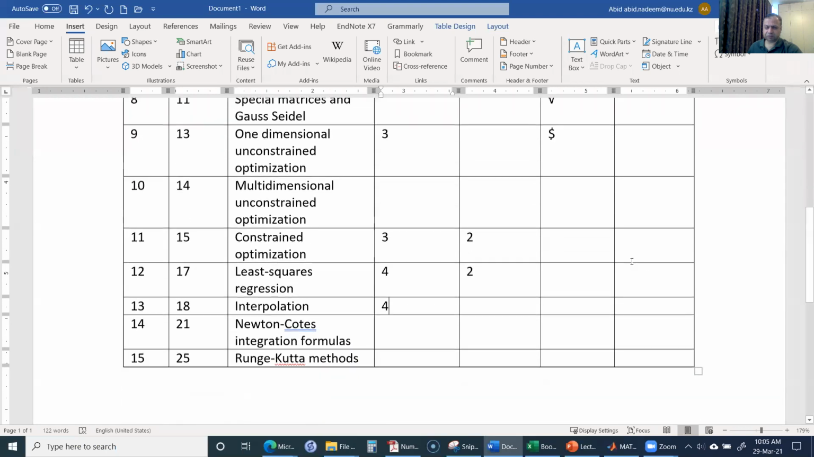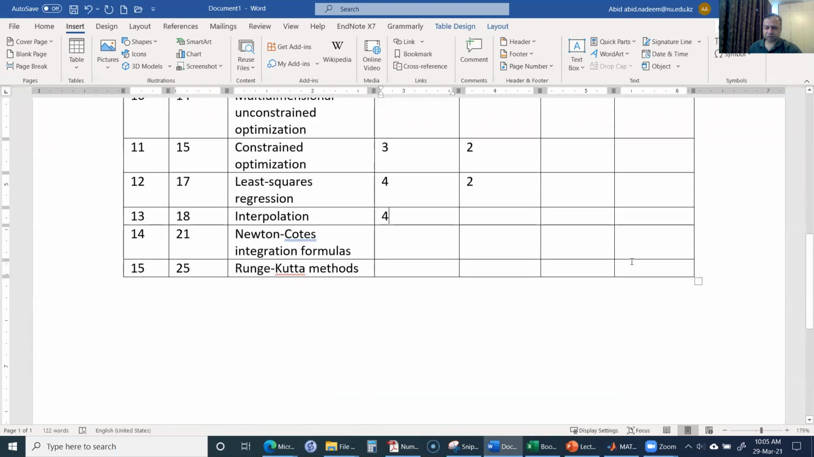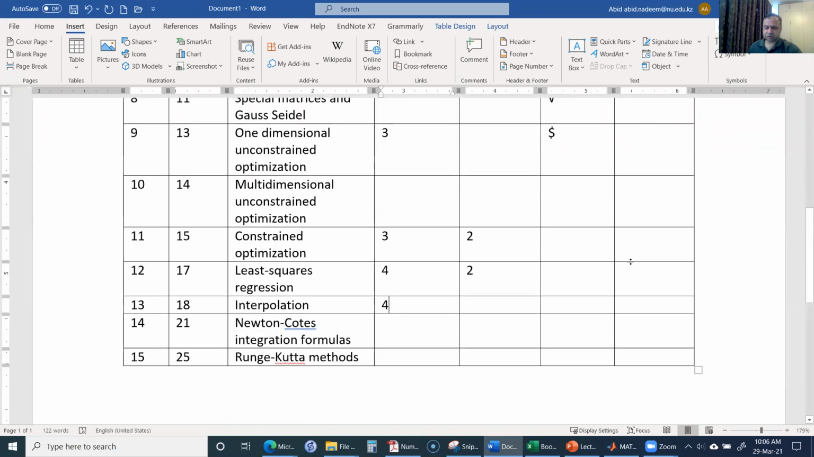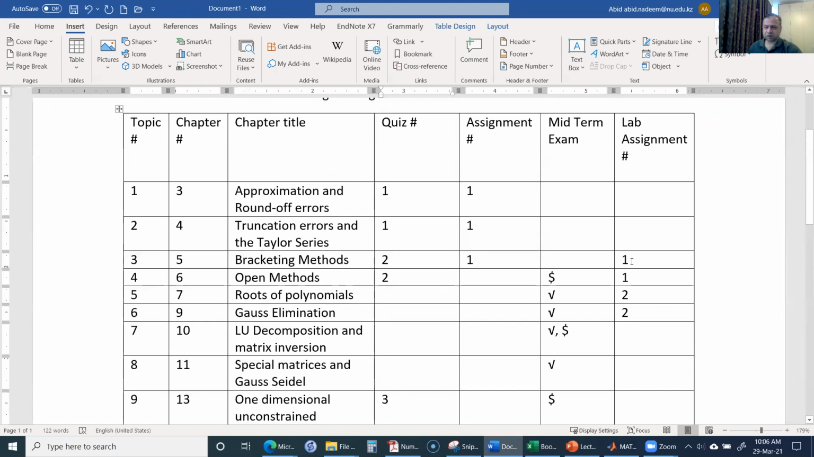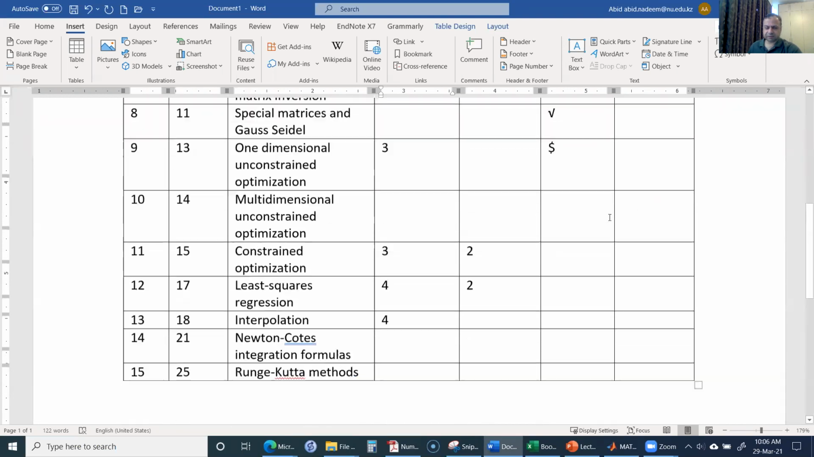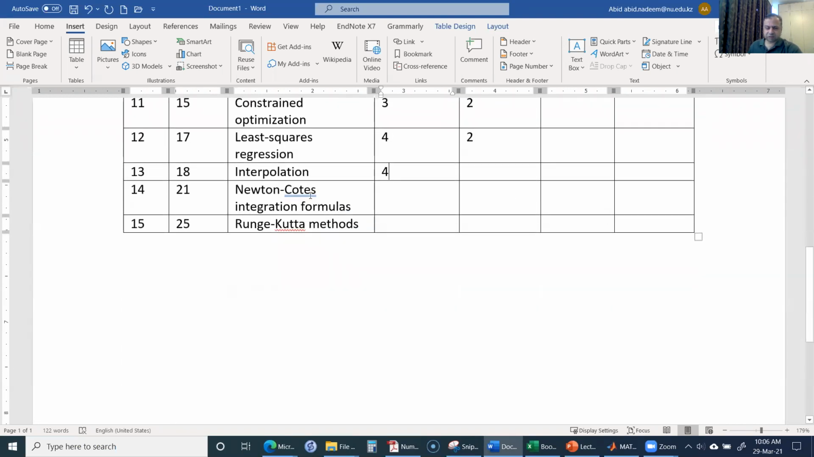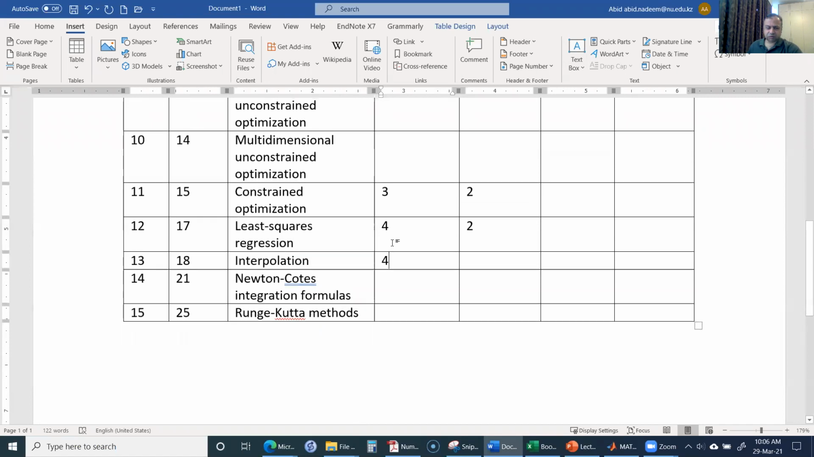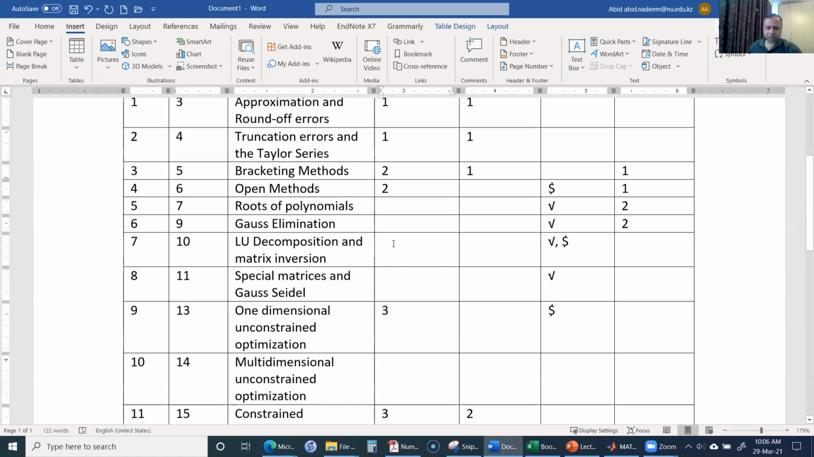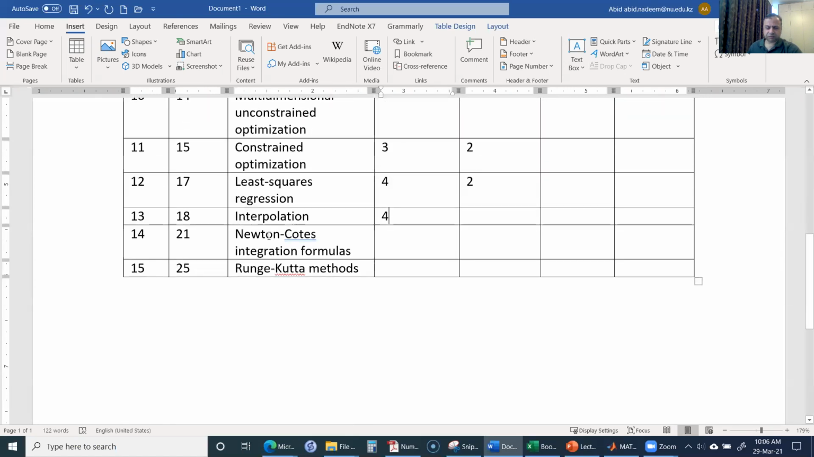So up to now, we have only 2 assignments. I think we are lagging behind in the assignments. So I think very soon in this week, I will give you one more assignment and one more lab assignment as well. Okay, so this is a brief overview of the topics which we have covered up to now. So today's topic is Newton-Cotes integration formulas.